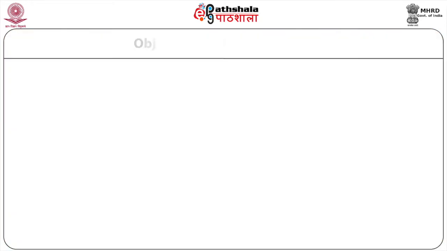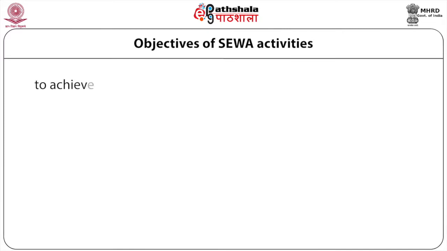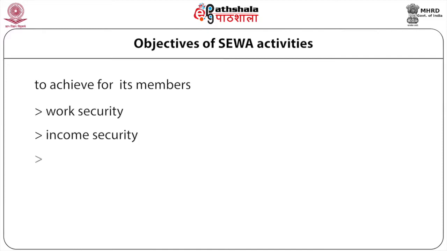What are the activities which are performed by SEWA? SEWA activities are steered to achieve objectives such as self-employment and self-reliance for its members. For SEWA, full employment and self-reliance for its members means helping its members to achieve work security, income security, food security, and social security. Similarly, to be empowered both economically and in terms of decision-making ability towards activity.